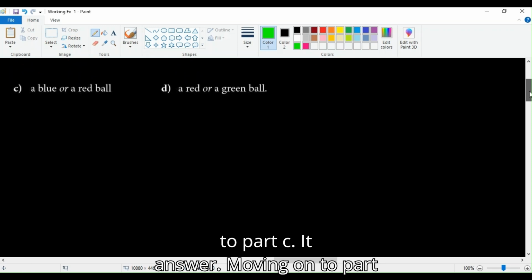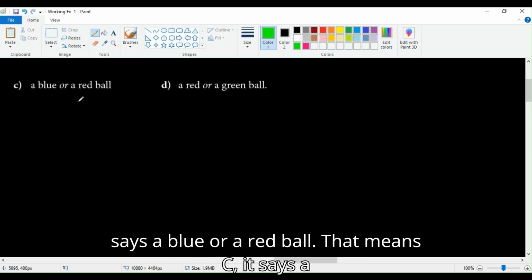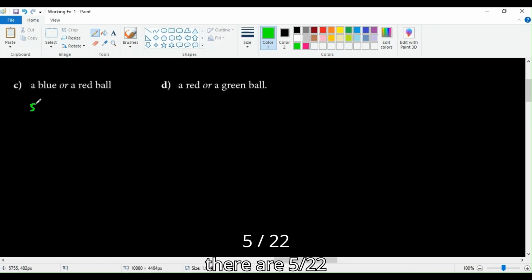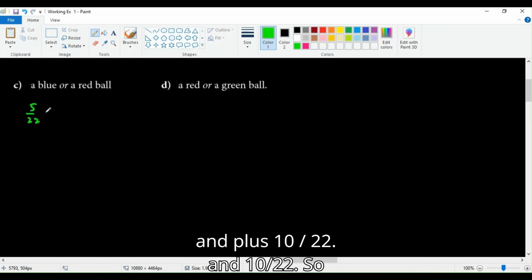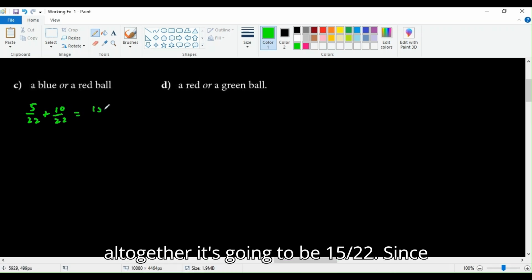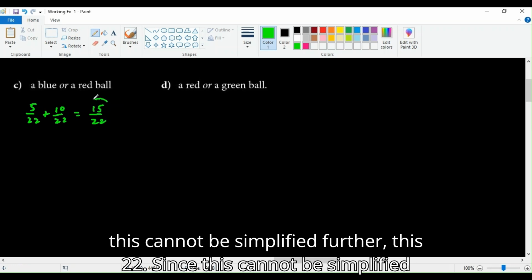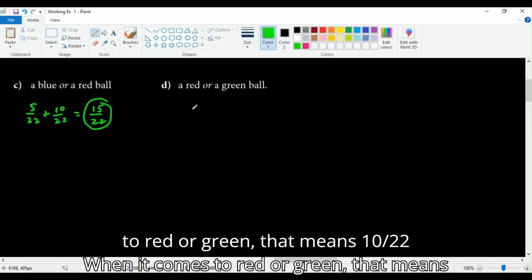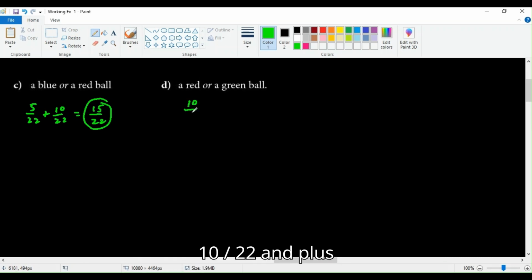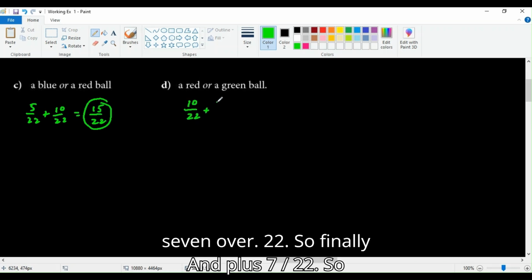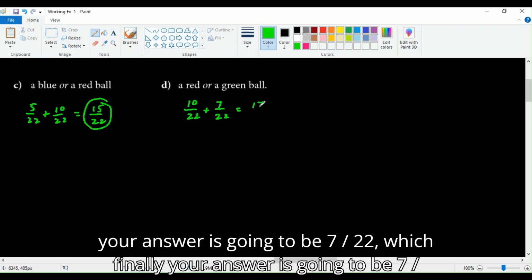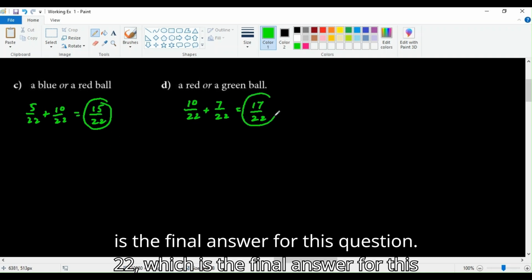Moving on to part C. It says a blue or a red ball. That means there are 5 over 22 plus 10 over 22. So altogether it's going to be 15 over 22. Since this cannot be simplified further, this is going to be the answer. When it comes to red or green, that means 10 over 22 plus 7 over 22. So finally, your answer is going to be 17 over 22, which is the final answer for this question.